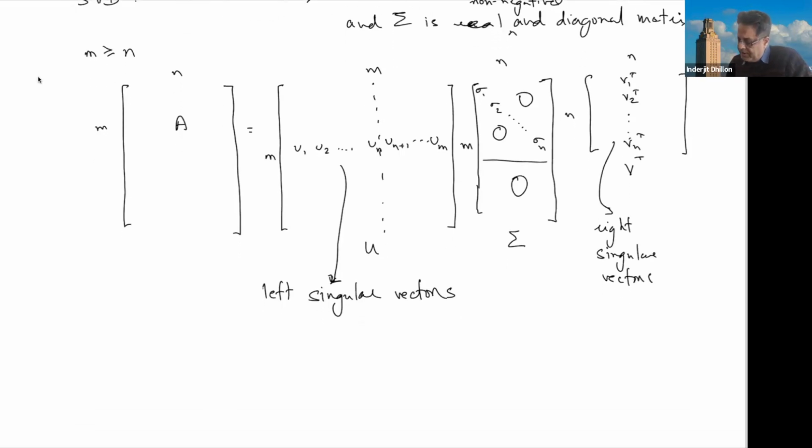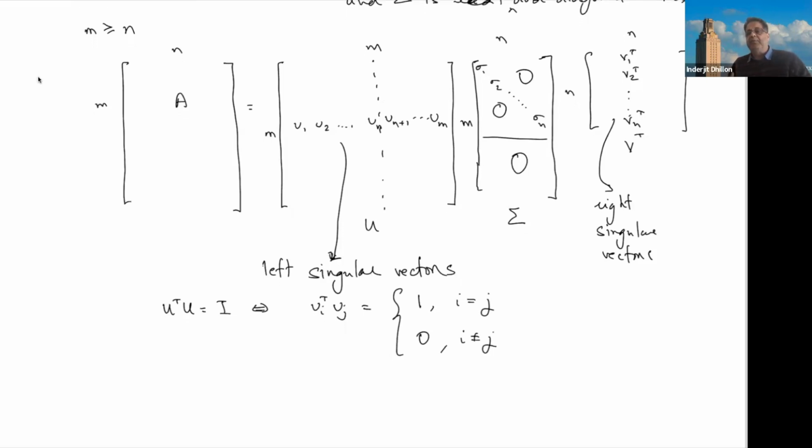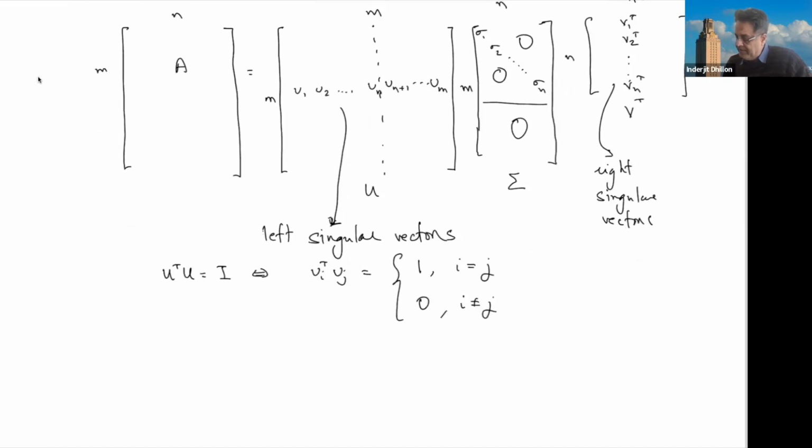Okay, and note that U transpose U equals I. That means that if I take Ui transpose Uj, that is equal to 1 if i equals j, and 0 otherwise. So that means these vectors are mutually orthogonal, and they basically form an orthogonal basis for R^M. And since it is square, let me actually explicitly write it because this is important.